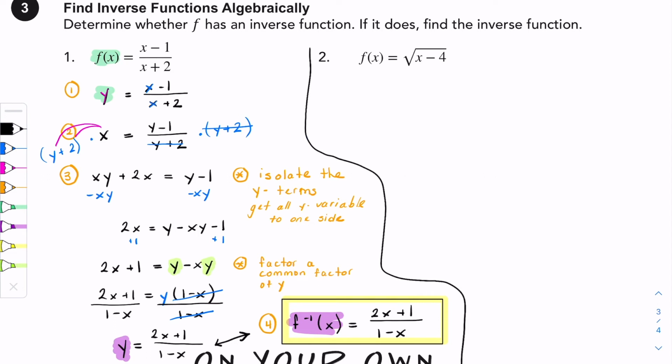All right, number 2, we have f of x is equal to the square root of x minus 4. Step 1, we're replacing f of x with y. We have y is equal to the square root of x minus 4. Step 2, interchange your x and y variables. This becomes x equals the square root of y minus 4.